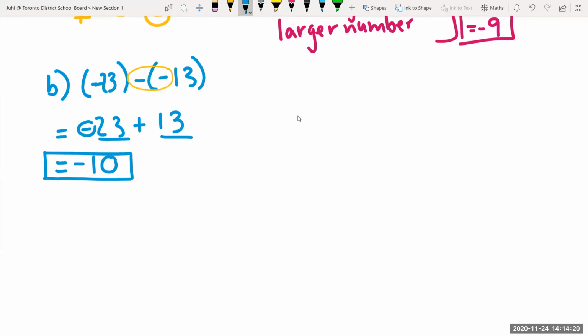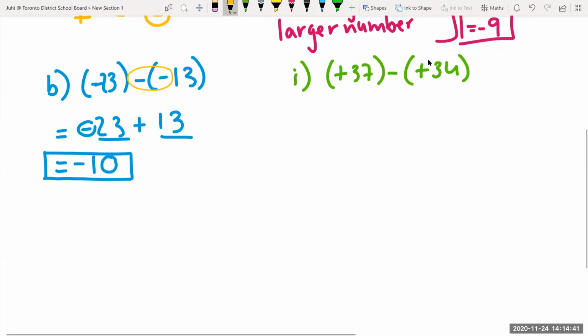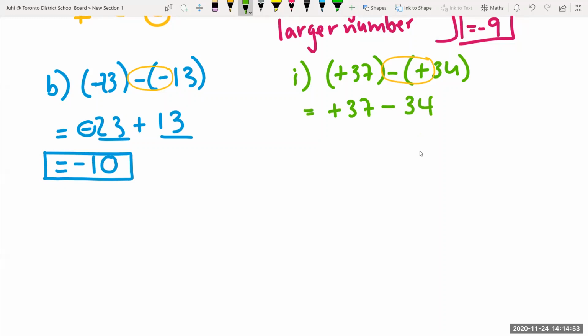Okay, let's try another one. We did negative, negative. Let's try question I, and it says positive 37 minus positive 34. So once again, here we have double signs. We're not allowed to have those. So we're going to use our cleanup rules. We're going to look at the chart. A positive and a negative, or a negative and a positive cleans up to give you just a negative 34.